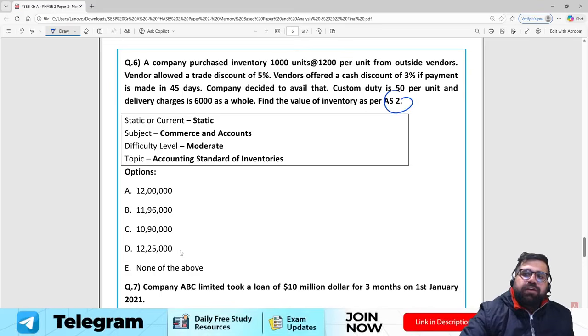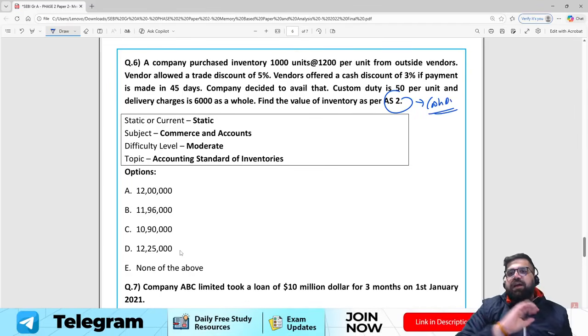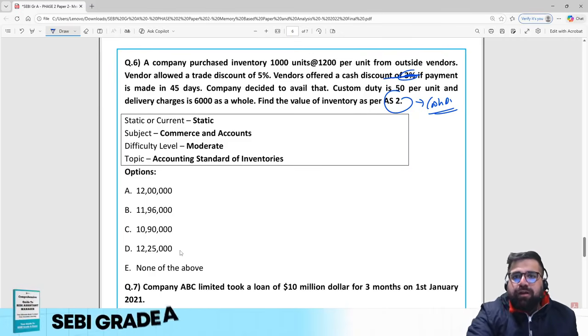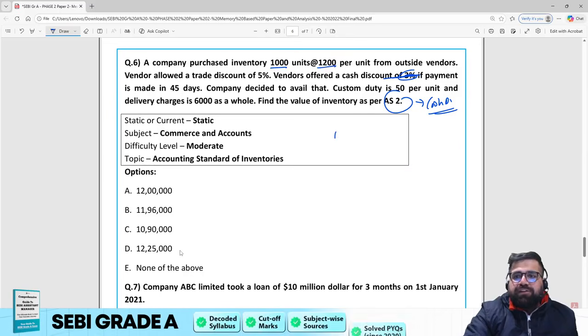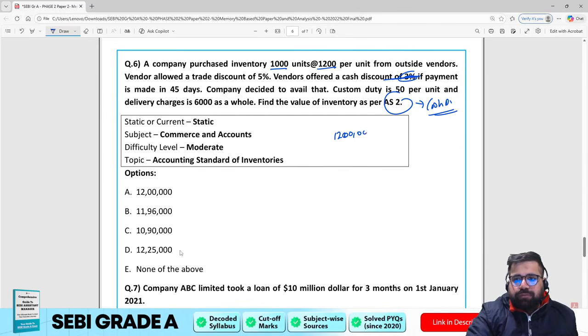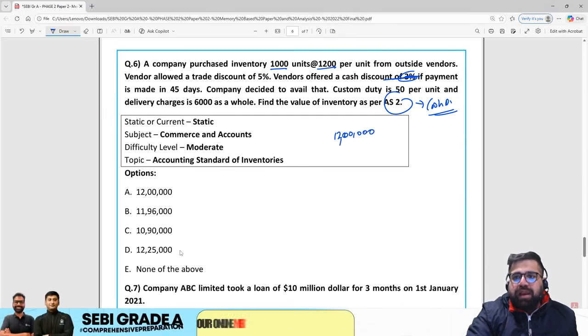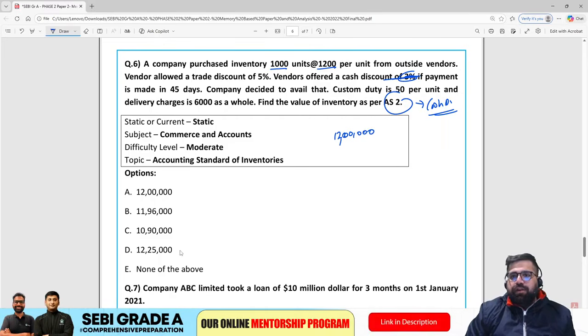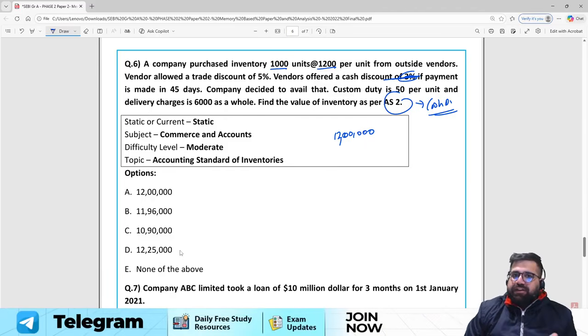As per AS2, we will not take any cash discount into picture. Cash discounts are not considered. So this particular line, cash discount of 3%, you have to ignore. Right? So my total cost will become what? 1,000 into 1200, which will be 12 lakhs only, right? Yes, it will be 12 lakhs from the outside vendor.